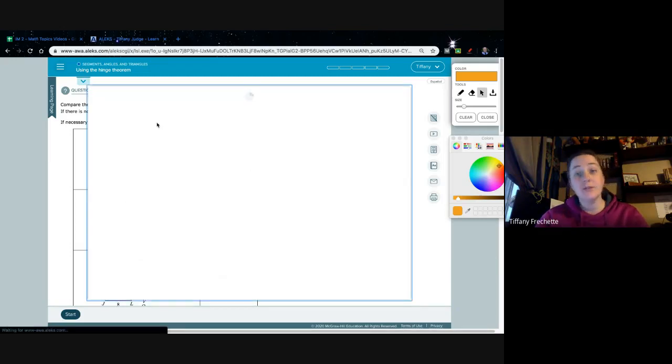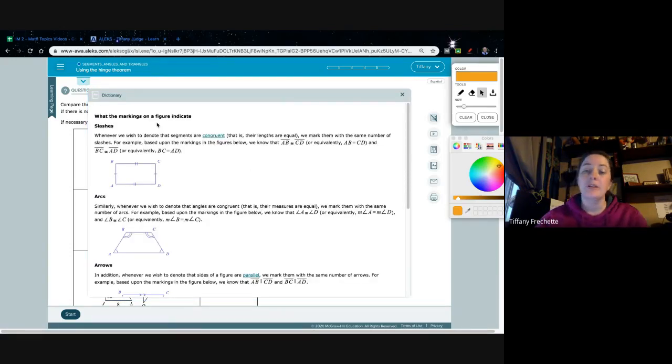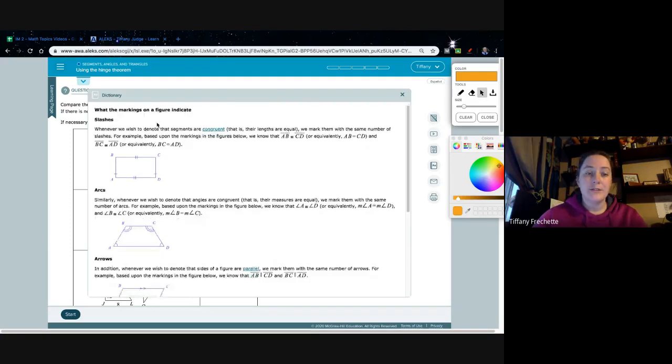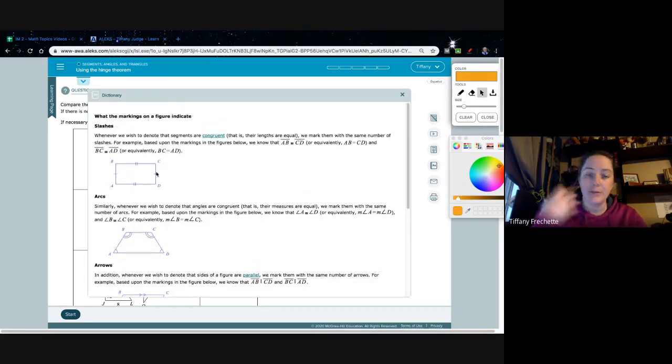So if you don't know at this point, you should know what the markings are. So slashes, which I call tick marks when I'm talking in my videos. So if you have 1 to 1, that means that those sides are congruent. 2 to 2, those sides are congruent. So the number of tick marks, or slashes as they're saying, indicate which sides match or which sides are congruent. Same thing with arcs. So 1 arc to 1 arc means that these angles are congruent. 2 arcs to 2 arcs mean that B is congruent to C.